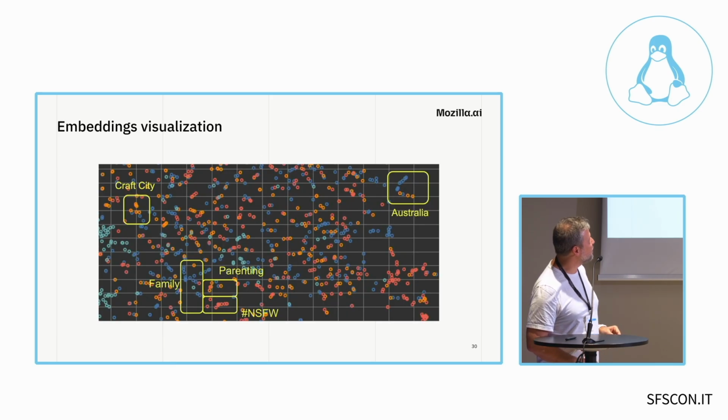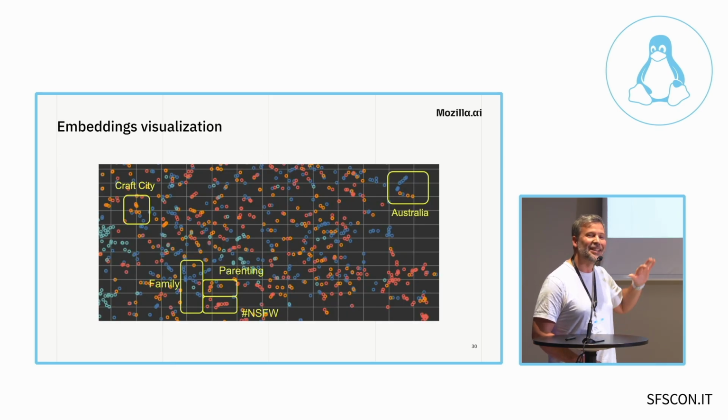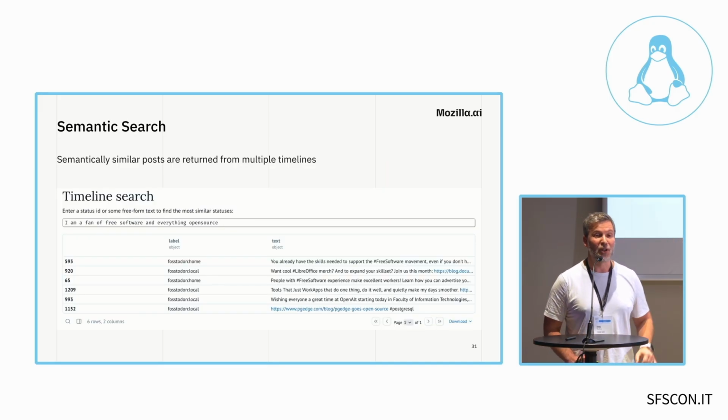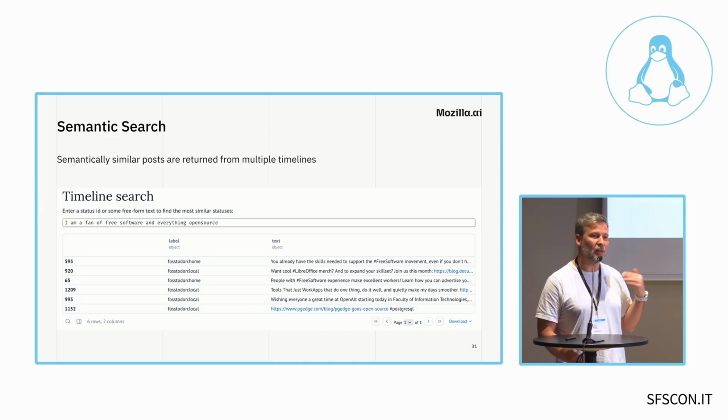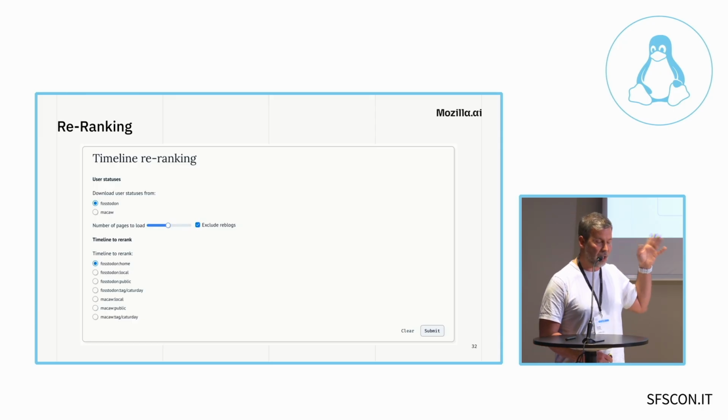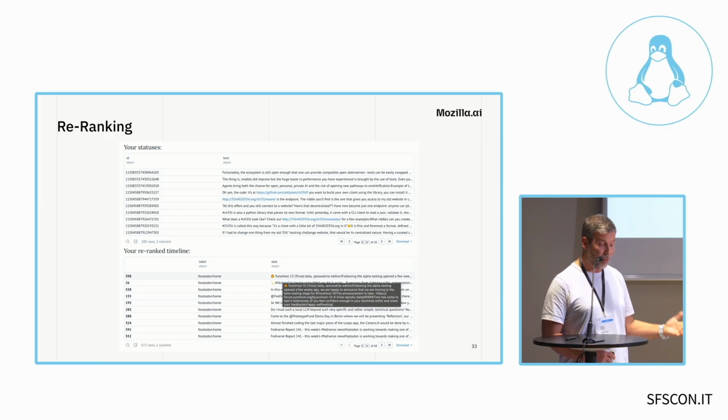Also, I always specify these are not my personal timeline. It's like the server timeline. So I don't follow directly those things. And you can do semantic search. You can provide a string, and you can find all the posts that are related to what you wrote in this string. You can do re-ranking, and there's just a lot of widgets showing you how this works, but the main idea is that you can provide a set of posts.